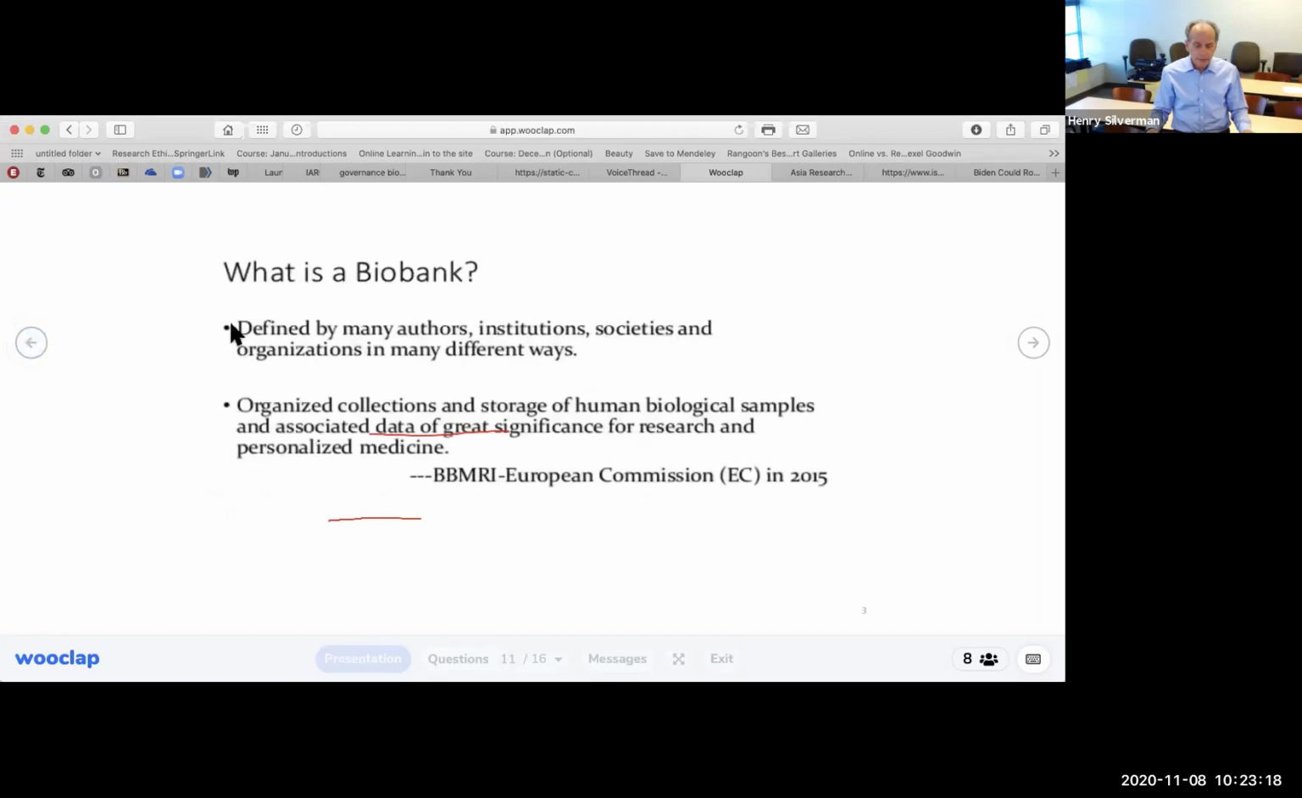And essentially, what is a biobank? It has been defined by many authors, institutions, societies, and organizations in many different ways. And one general definition is that it represents an organized collection and storage of human biological samples and associated data of great significance for research and personalized medicine.